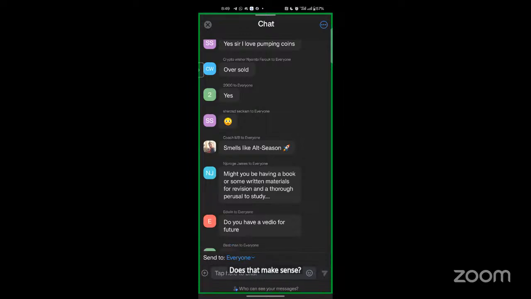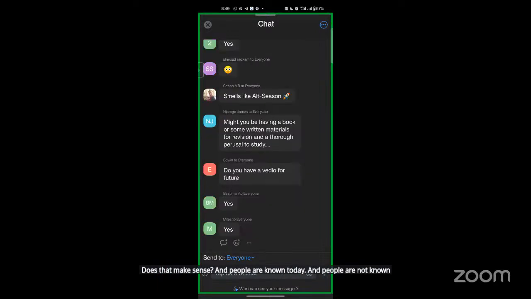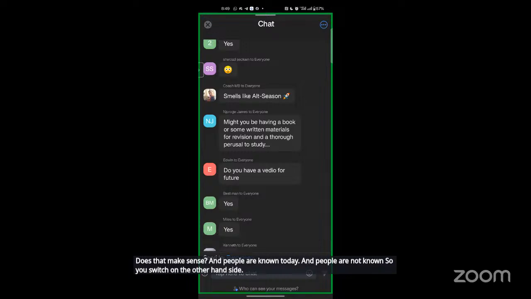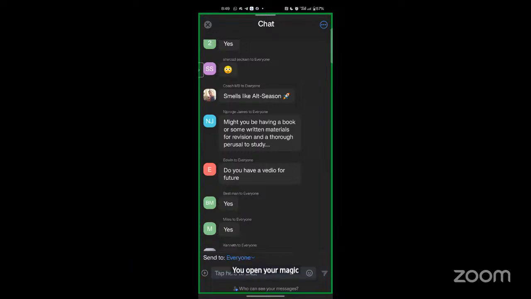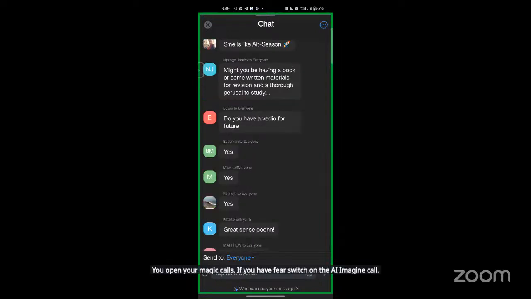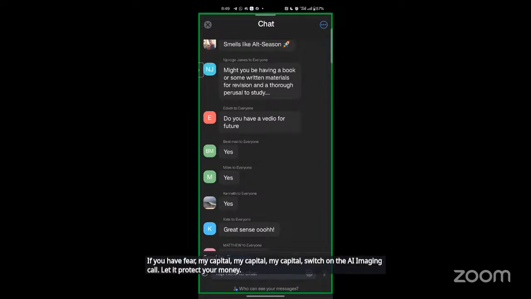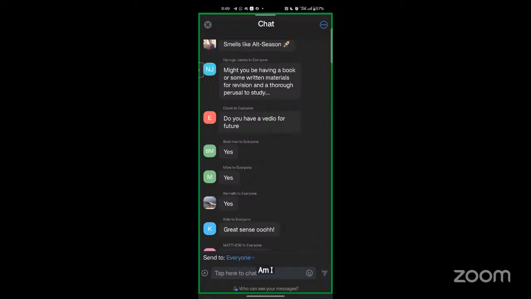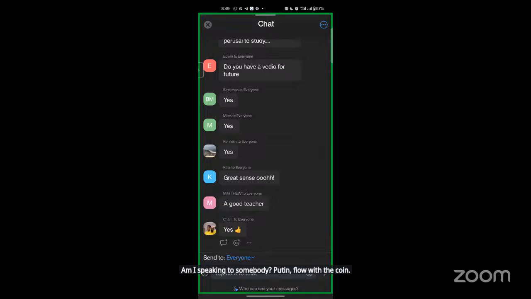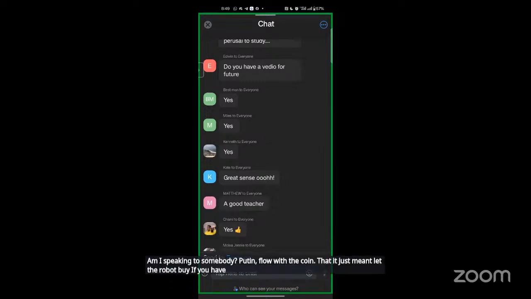So you switch on your RSI. You open your margin calls. If you have fear for your capital, switch on the AI margin call. Let it protect your money. Put it aside. Flow with the coin, the retracement. Let the robot buy. And if you have fear, switch on your AI margin call.